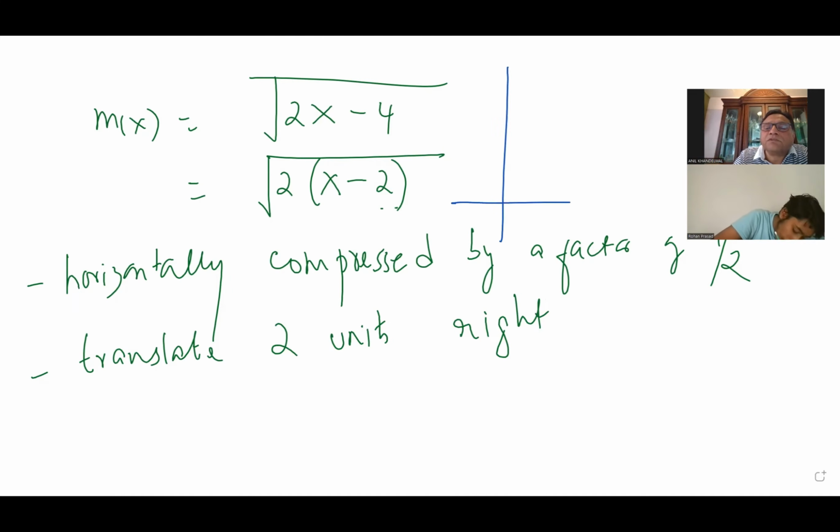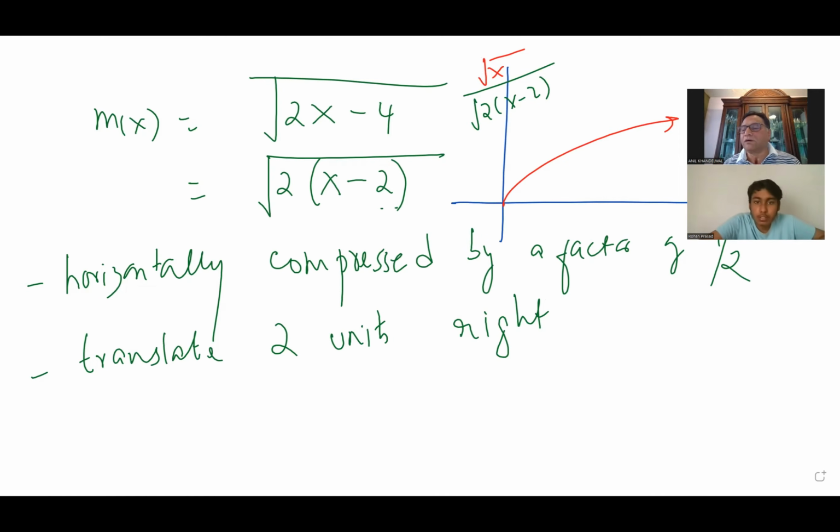Yes, sir. If I have to sketch the graph, let's say this is square root of x, and if I have to sketch the graph for square root of 2 times x minus 2, what will I do? How can I do horizontal compression by a factor of half? If this is the point, it shifts half units. If this is the point, it comes half units backwards. So let's say this is the x value, it will come right here. So the graph will be kind of like this.